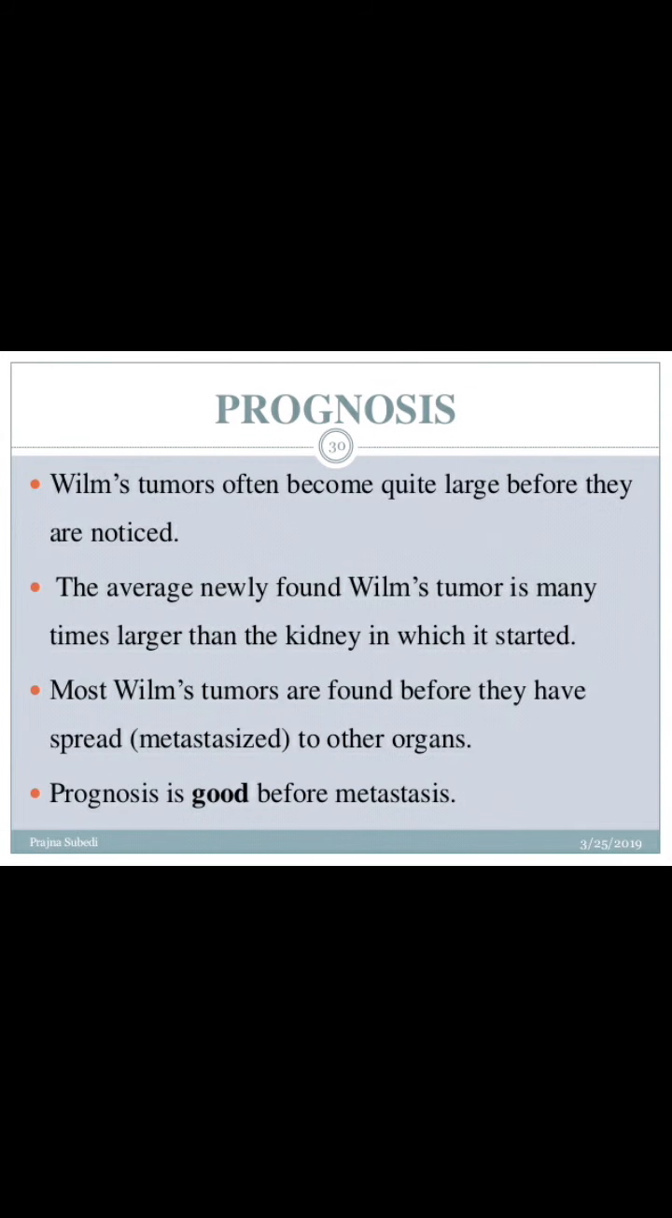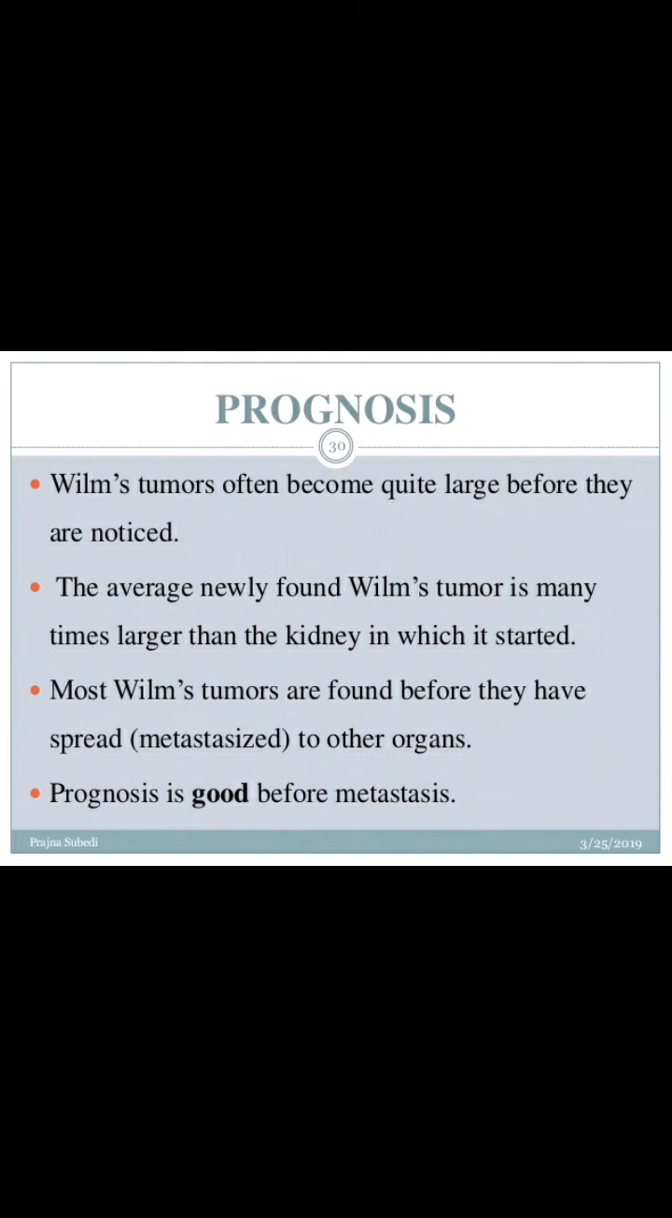Next is the prognosis of Wilms tumor. Wilms tumors often become quite large before they are noticed. The average newly found Wilms tumor is many times larger than the kidney in which it started, because it is spreading. Most Wilms tumors are found before they have spread, meaning metastasized to other organs. Prognosis is good before metastasis.